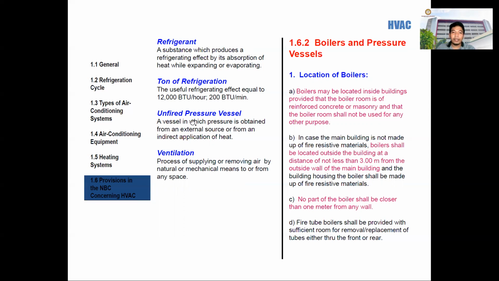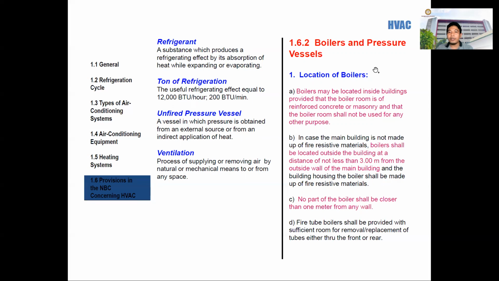Next is unfired pressure vessel. A vessel in which pressure is obtained from an external source or from an indirect application of heat. And then last is the ventilation. So last from the definition of terms used in the provision of the National Building Code concerning the HVAC. For the ventilation, this is a process of supplying or removing of air by natural or mechanical means to or from any space.